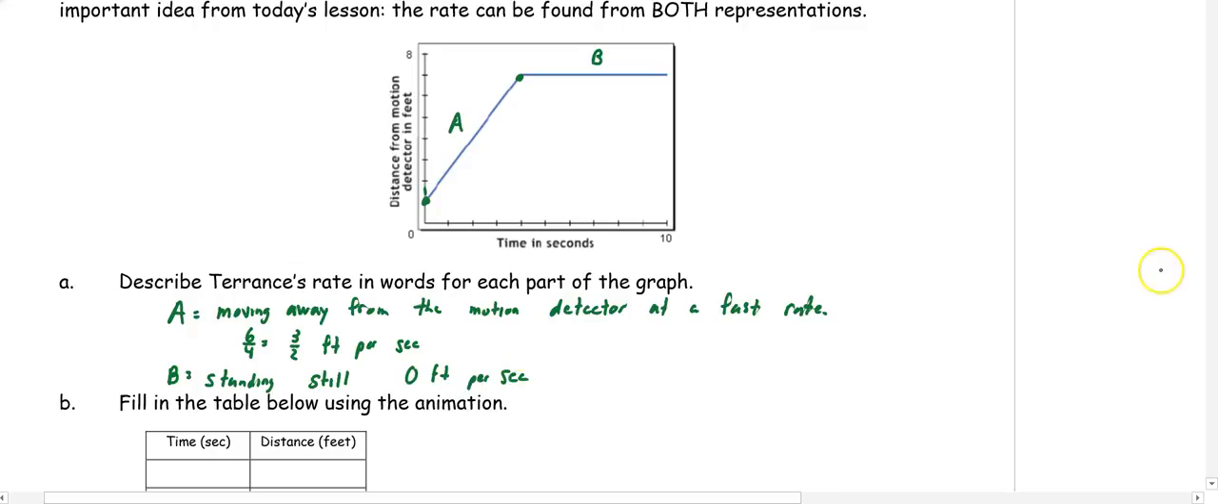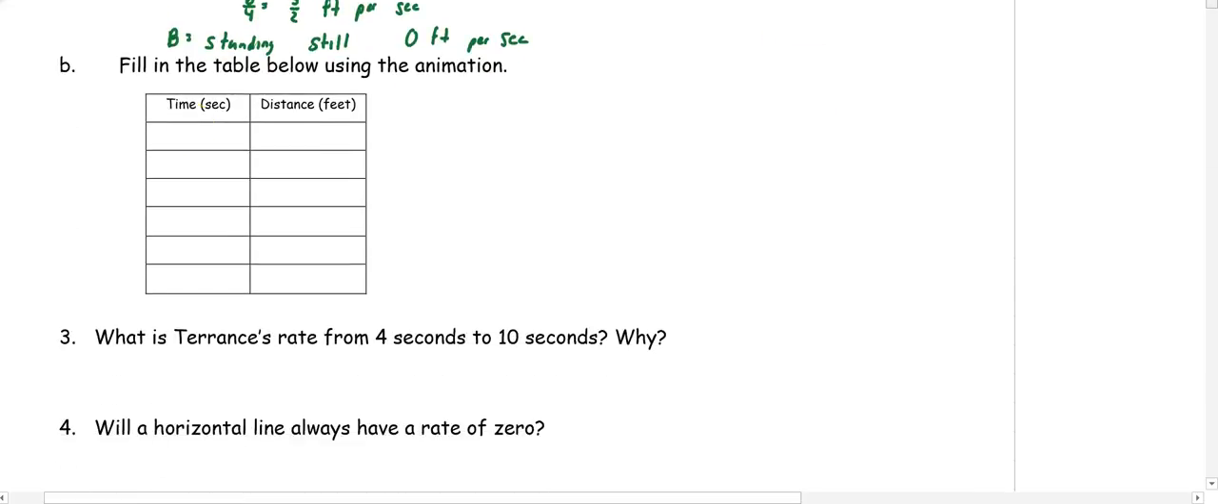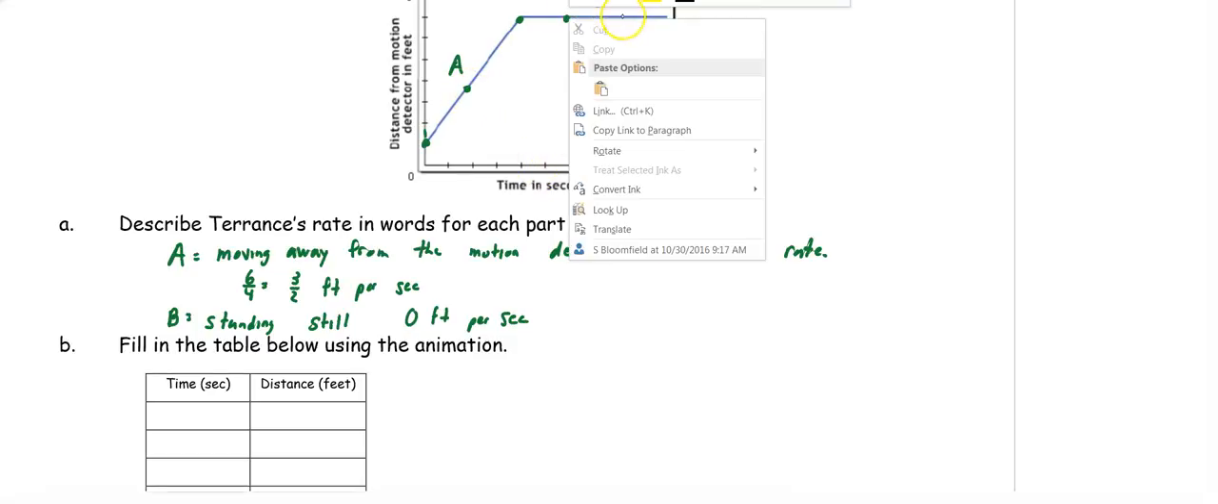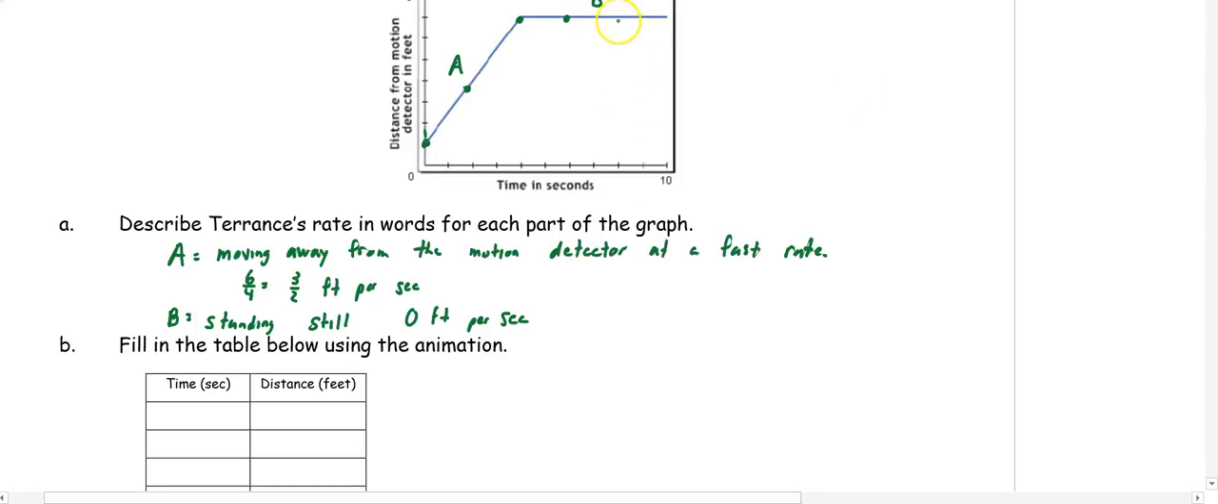So we need to fill in the table below using the animated graph from above. So we have 1, 2, 3, 4, 5, 6 spots. So let's do 0 seconds, 2 seconds, 4 seconds, 6 seconds, 8 seconds, and 10 seconds.